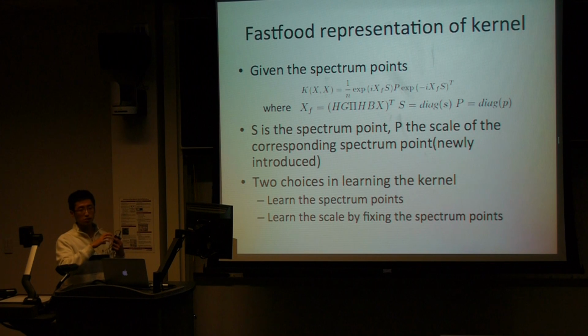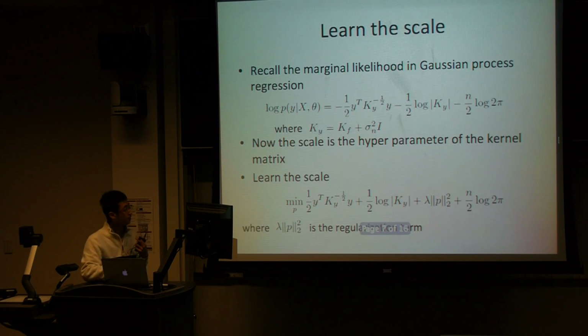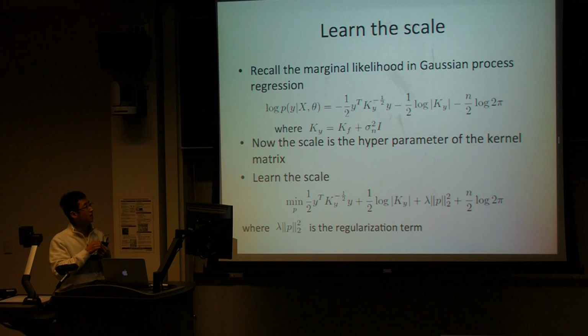So in order to learn the kernel matrix, we need to learn the sample points or the scale. So we have two choices, either to learn the spectrum points or to learn the scale. We first focus on learning the scale. And here we make use of the Gaussian process framework. We focus on the regression problem.